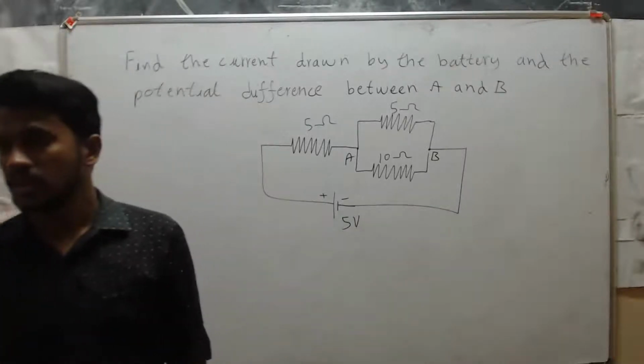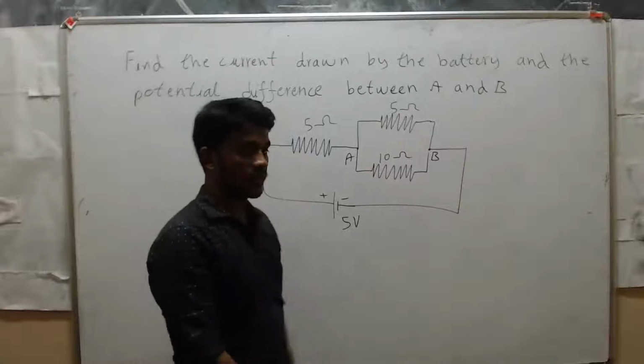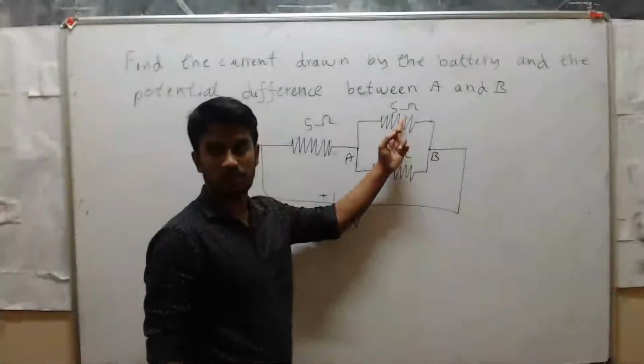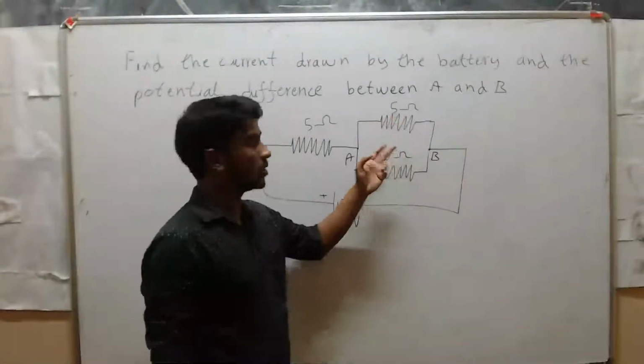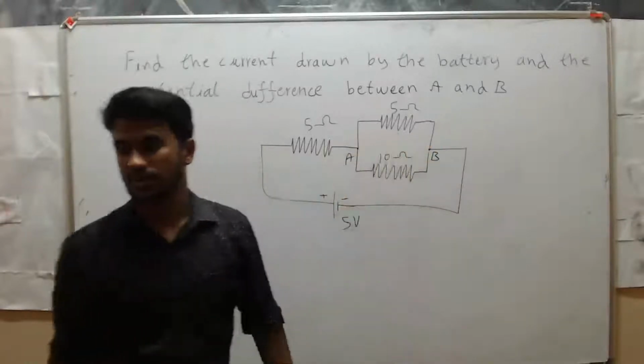I give 2 minutes time. So find the potential difference between A and B. See here voltage here and here same. Why? Because these two are parallel, but voltage here and across this combination that is different.